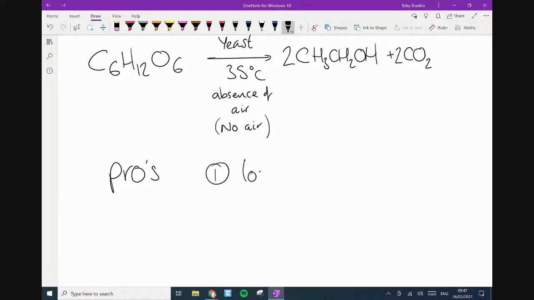Low temps. Guys, this is low temperature. What that also means is it's low energy. You don't have to heat this. You just have to put this in a room at room temperature. If you don't have 35 degrees C, that's okay. It'll still work at 25. It'll just take you twice as long. So this is low energy.